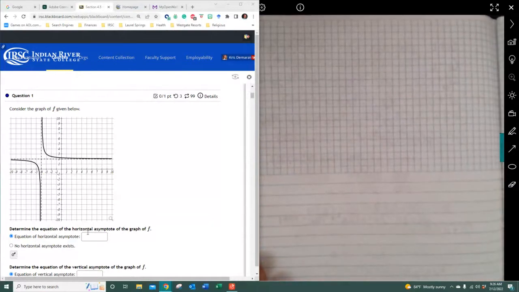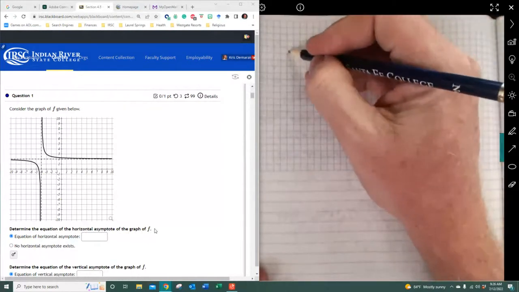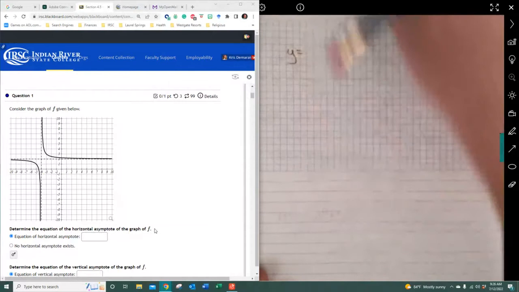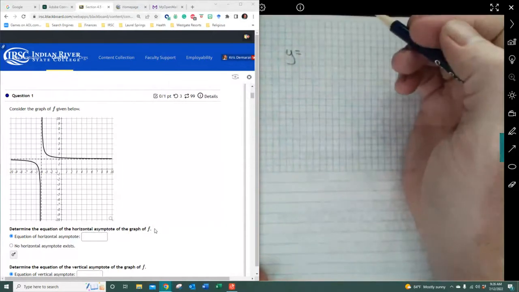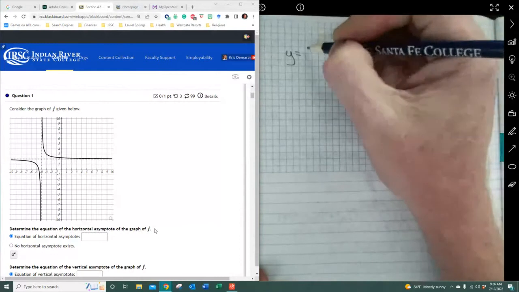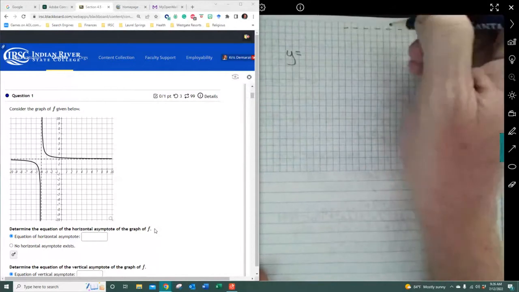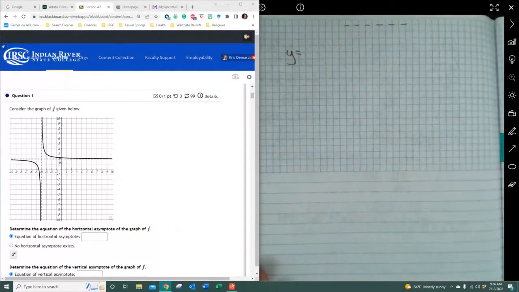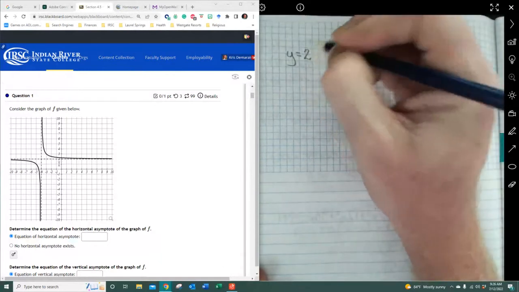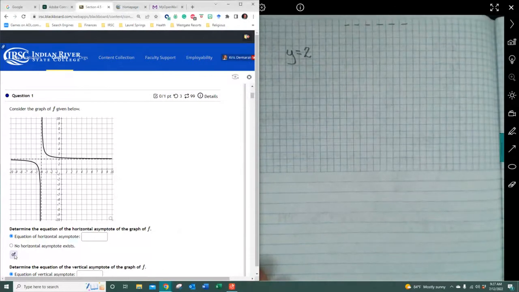So consider the following graph. Determine the equation of the horizontal asymptote of the graph of f. Now, the equations of horizontal asymptotes are always going to be y equals. It always starts out with y equals. And then if the horizontal line is a dashed line like this, all you're going to do is look on the y-axis, and it's on 2. So the horizontal asymptote is y equals 2. And that's your answer. It's that simple. There's no real big deal about it.